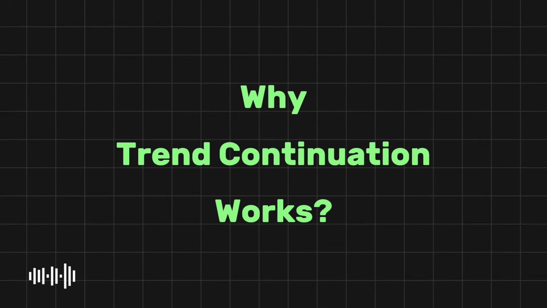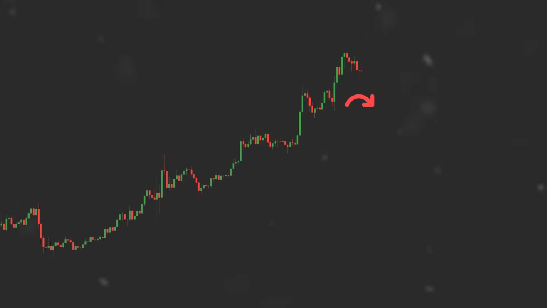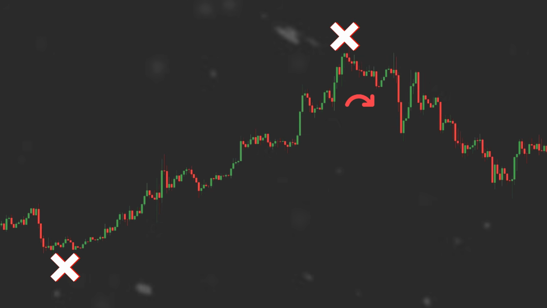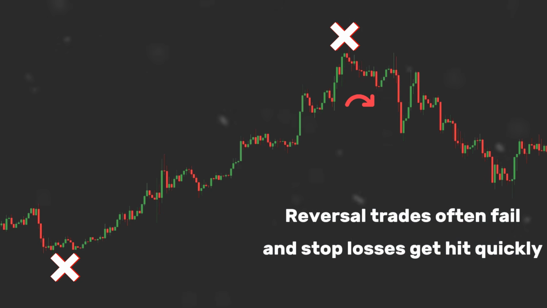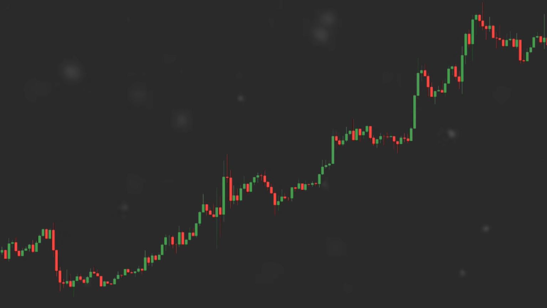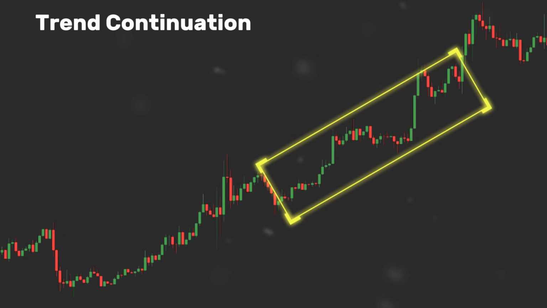Why trend continuation works? Many beginner traders try to predict market reversals. They want to find the exact top or the exact bottom and then trade against the trend. But on very short time frames, this is very risky. Reversal trades often fail and stop losses get hit quickly.